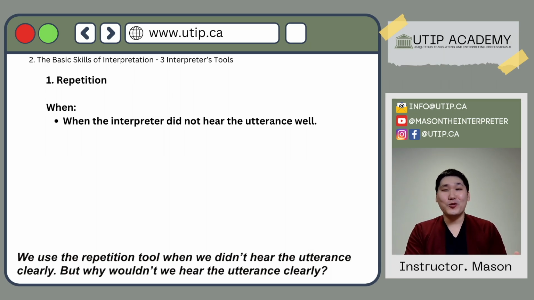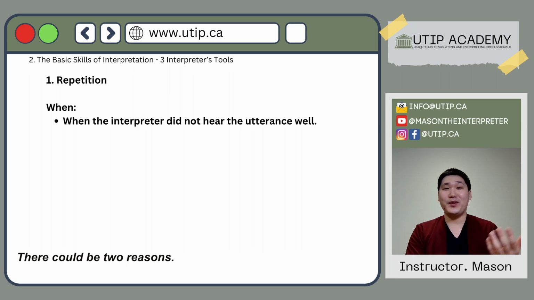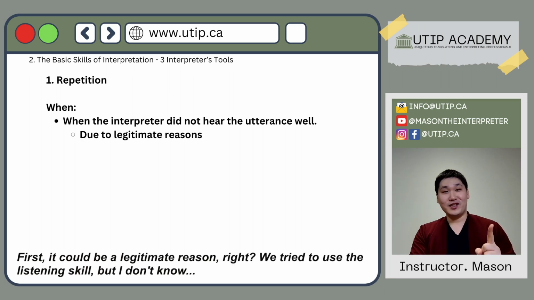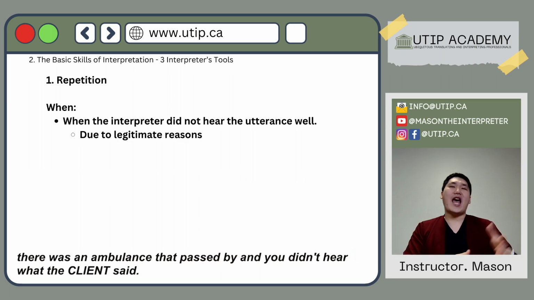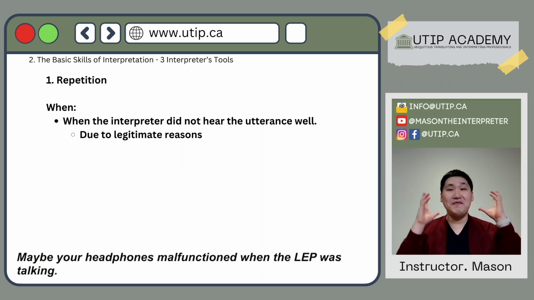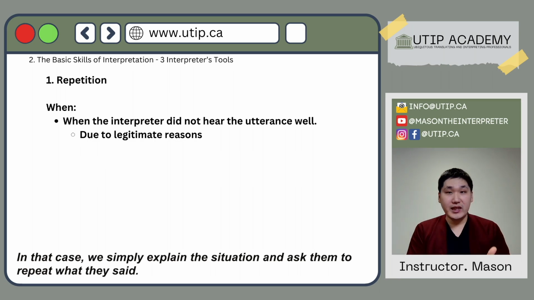But why wouldn't we hear the utterance clearly? There could be 2 reasons. First, it could be a legitimate reason, right? We try to use the listening skill, but, I don't know, there was an ambulance that passed by and you didn't hear what the client said. Maybe your headphones malfunctioned when the LEP was talking. In that case, we simply explain the situation and ask them to repeat what they said.